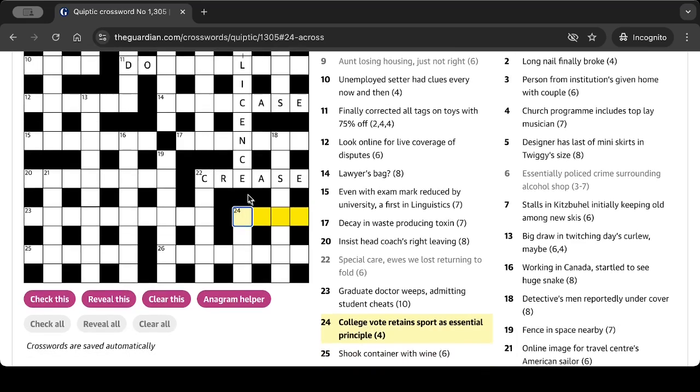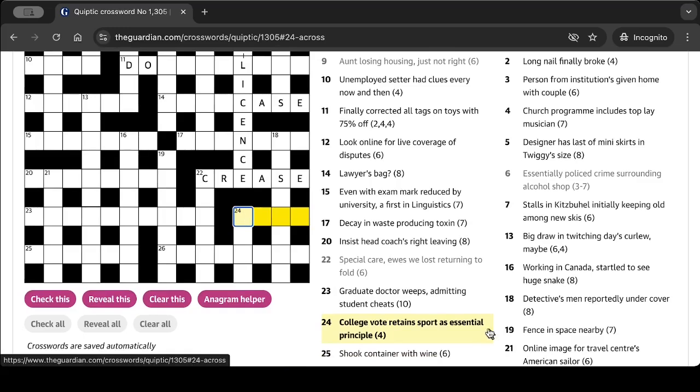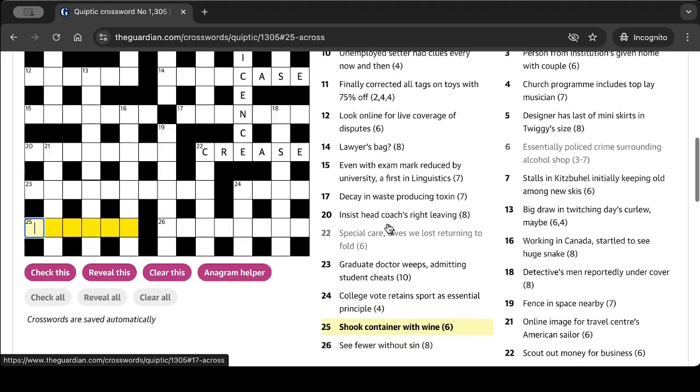College vote retains sport as essential principle. So essential could mean that we're looking at some first letters, so it could be a college or a college vote keeping an S and an A inside of it. Principle could be something like an ideal. Let's move to the next one.